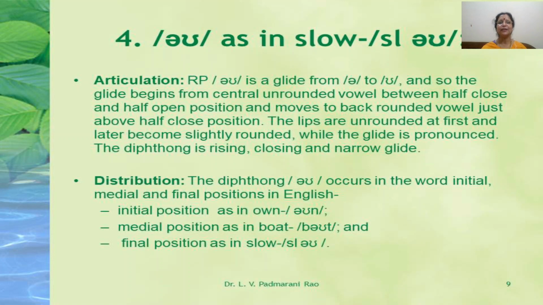And so the glide begins from the central unrounded vowel between half close and half open position and moves towards the back rounded vowel just above half close position. The lips are unrounded at first and later become slightly rounded while the glide is pronounced. So the diphthong is rising, closing, and narrow glide, occurring in all the three positions in English. As you could find, OWN: the normal pronunciation is "own", but the actual RP pronunciation is "own".